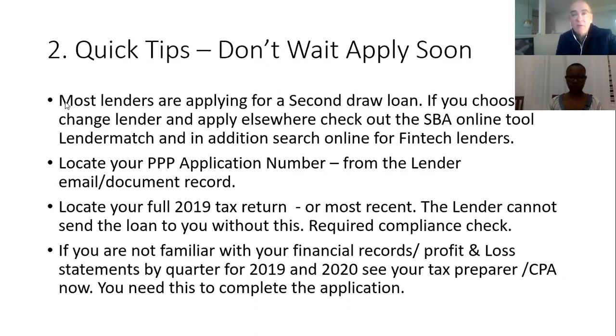And if you're not familiar with your financial records, your profit and loss statements by quarter for 2019 and 2020, see your tax preparer or CPA now. And often there are software solutions, like QuickBooks provides, where you can standardize a report to create quarterly P&Ls for you that show the revenue loss that we'll talk about when we compare the 2 calendar years. But you will need that, particularly if you're going to go for a PPP loan over $150,000, because that will be needed at the point of the application.